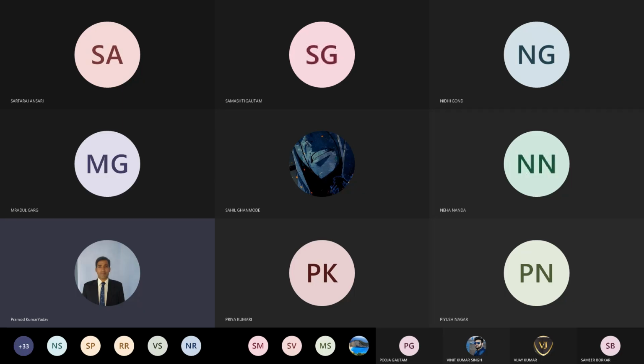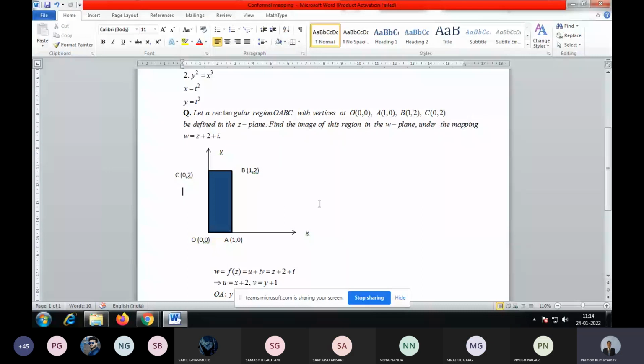x plus iy. So it means we are taking the x-axis as well as the y-axis. The W plane means u plus iota v. It means the u axis and the v axis. So in the last class, I explained it.